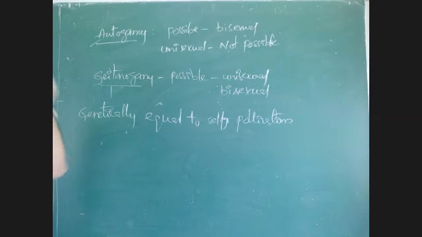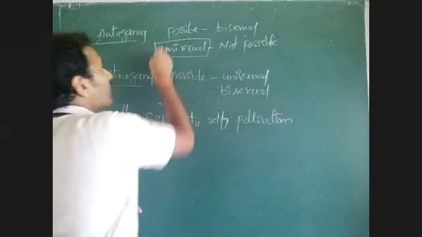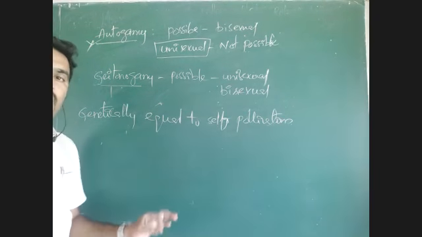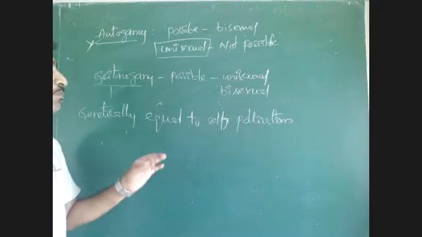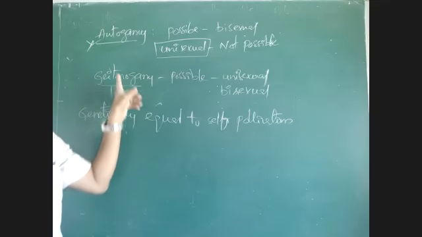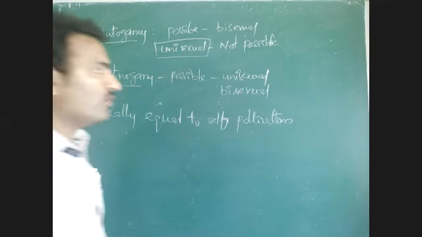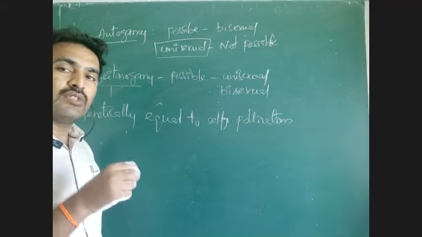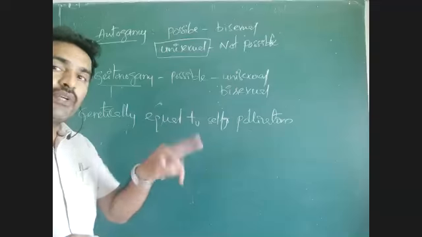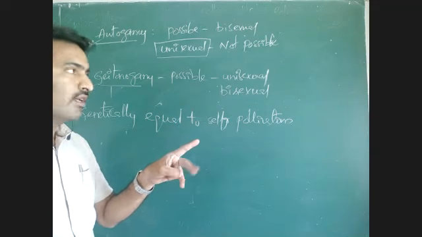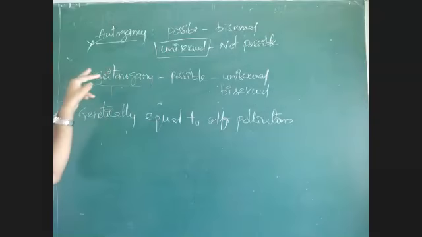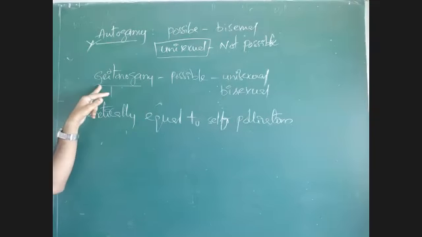But if a flower is unisexual, then autogamy is not possible. That means unisexuality in flowers can prevent autogamy. It cannot prevent geitonogamy. Why? Because what is geitonogamy? Geitonogamy is a transfer of pollen grain from anther to stigma of two different flowers of the same plant. One plant has two different flowers. Between the two flowers, pollination is taking place. That is called as geitonogamy.